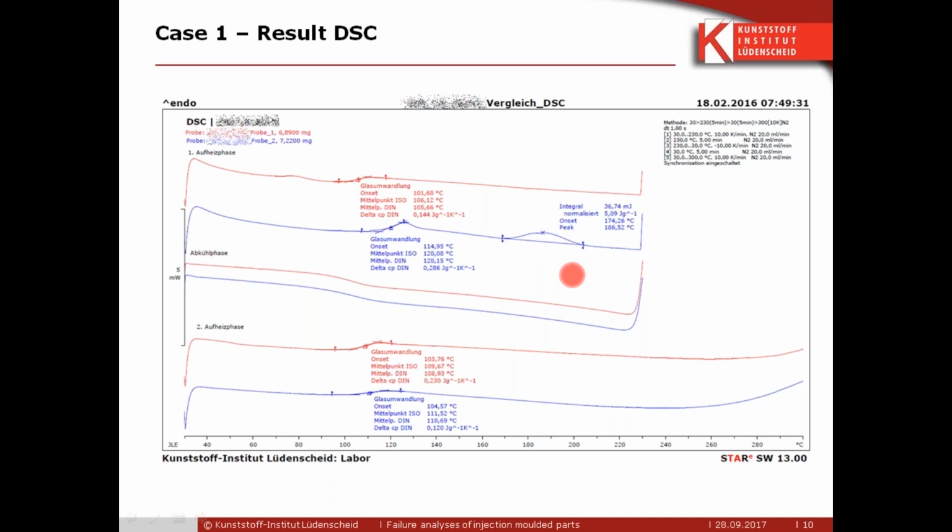Okay, I get some more questions. Okay. Could it not have been done by compression molding?